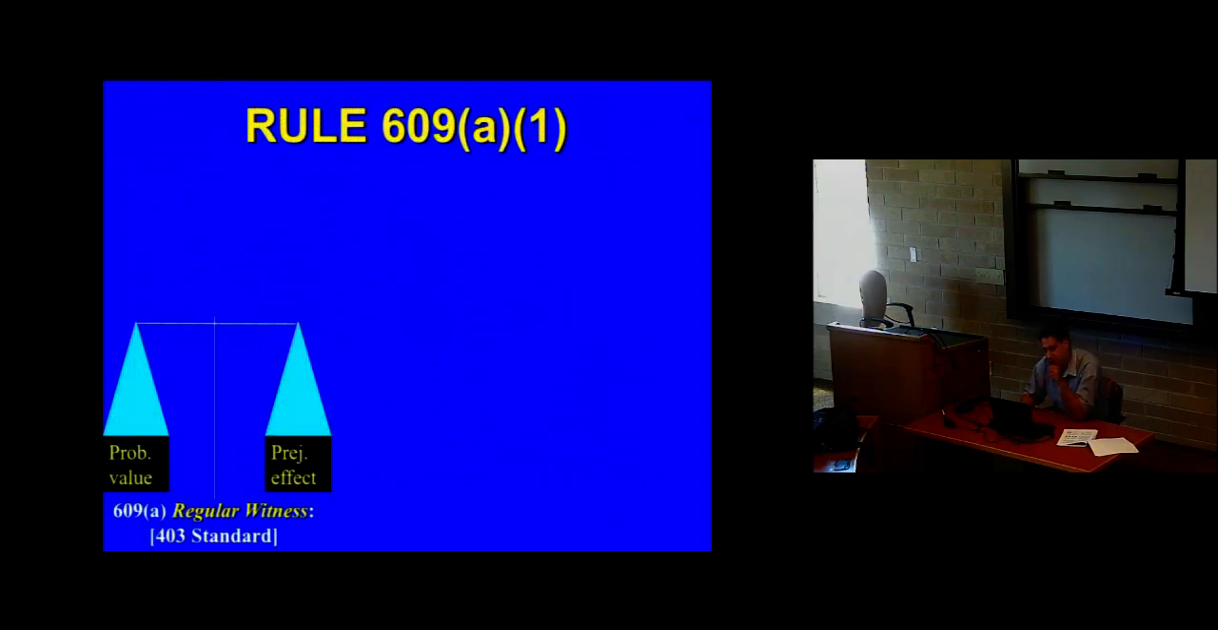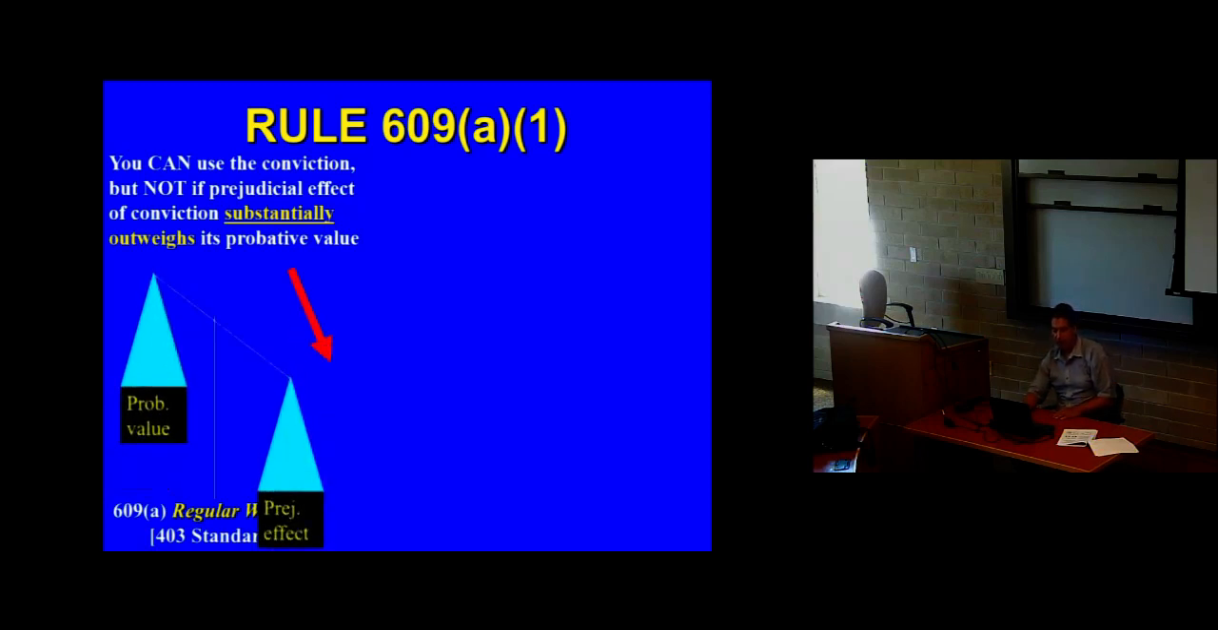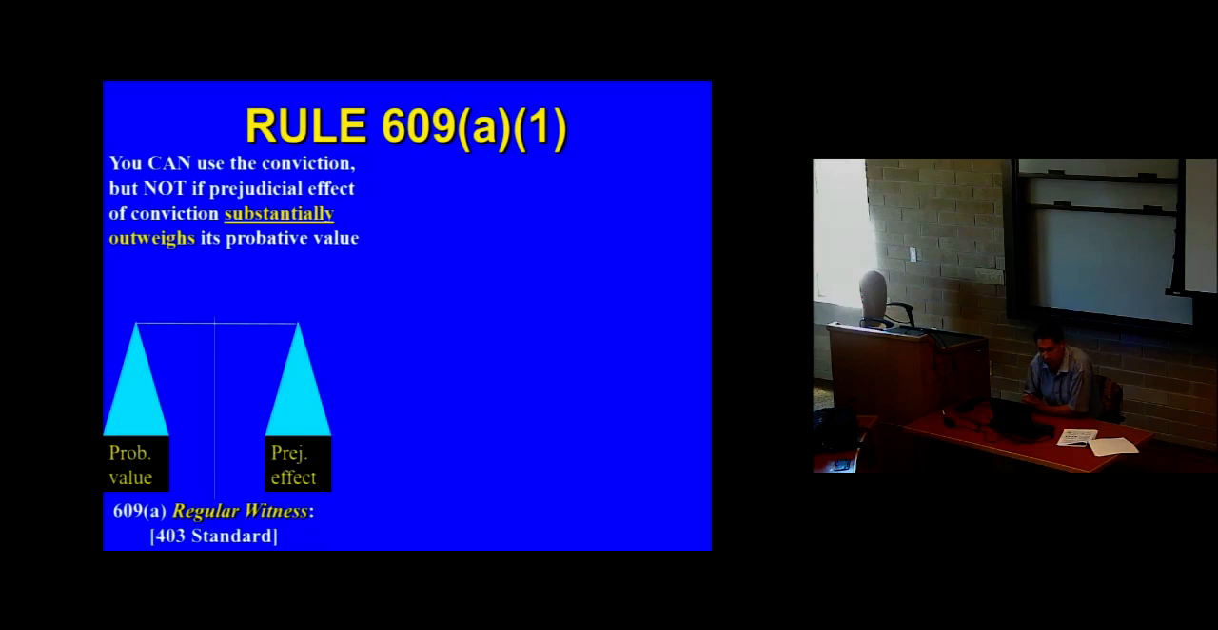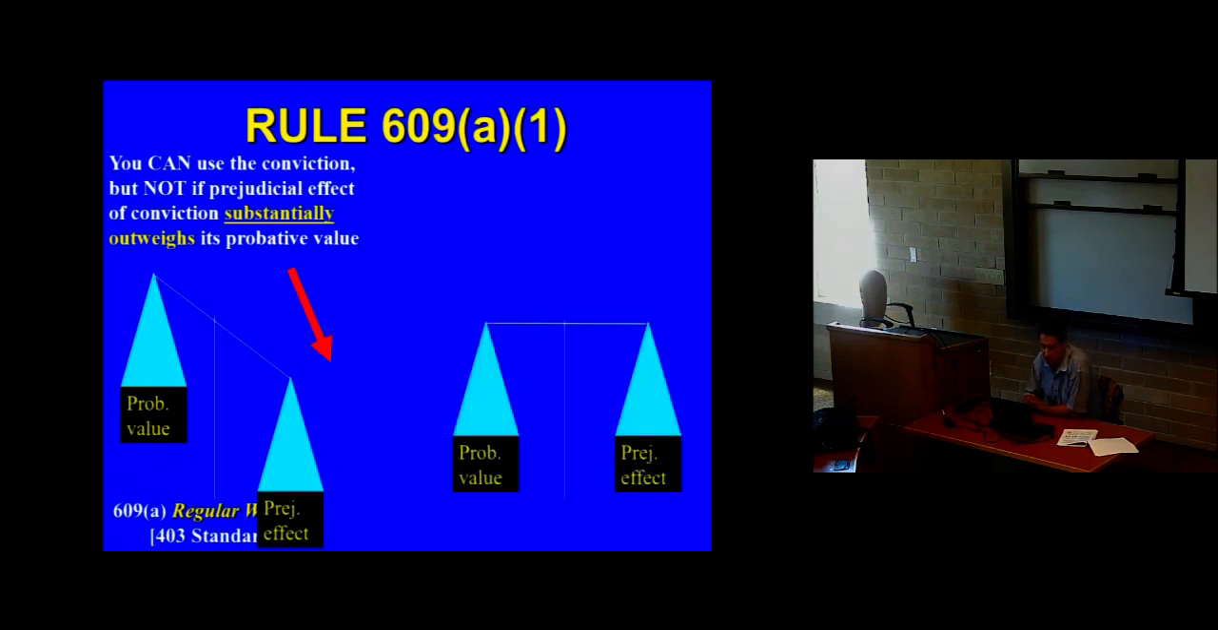And if you look at it, this will help to explain it. If we're talking about a regular 609(a) witness, a non-criminal defendant witness, that's any witness in a criminal case other than the defendant, or any witness in a civil case, the standard is you can use the conviction, but not if the prejudicial effect of the conviction substantially outweighs its probative value, right? So this is going to be admissible, and it continues to be admissible all the way until we get to the point where the prejudicial effect substantially outweighs the probative value.